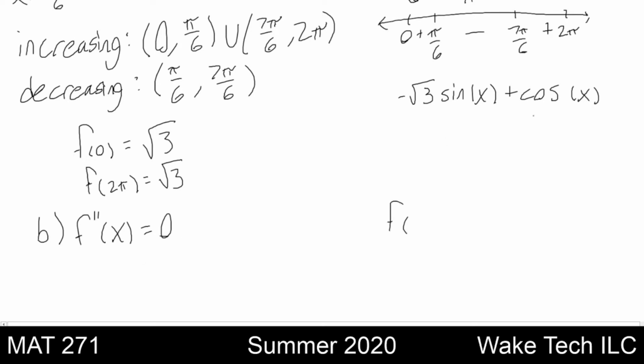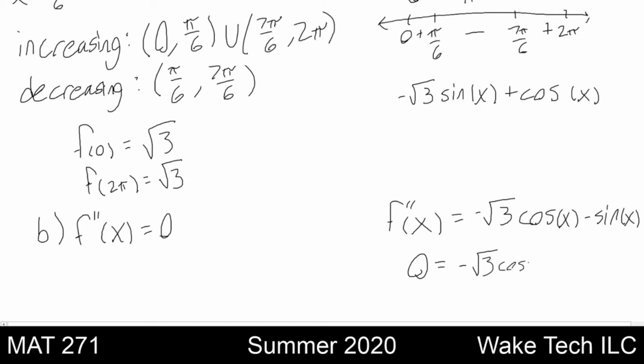So what is f double prime? I'll take my f prime, which is right here, and take the derivative of it. This is negative square root of 3 cosine of x, or I guess minus, sine of x. Then we have to set this equal to 0 and solve. This is a very similar process to the previous one. We have 0 is equal to negative square root of 3 cosine of x minus sine of x.